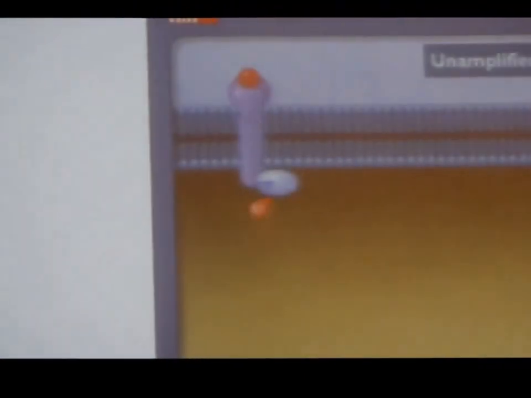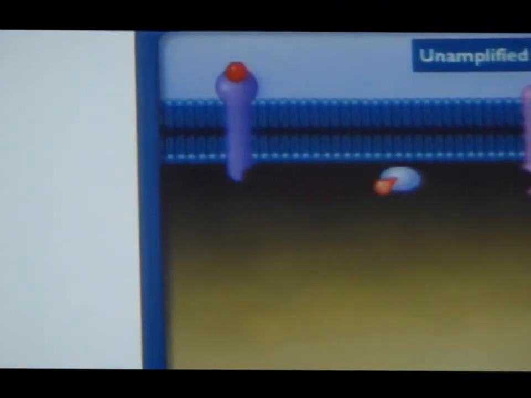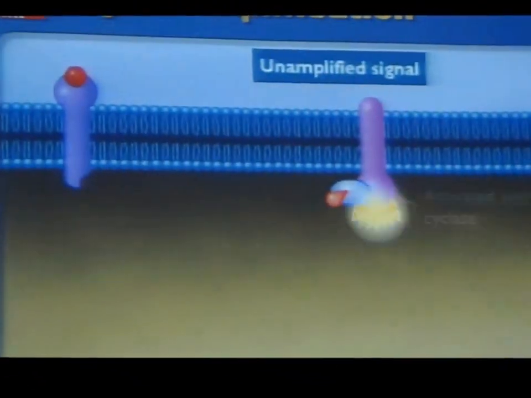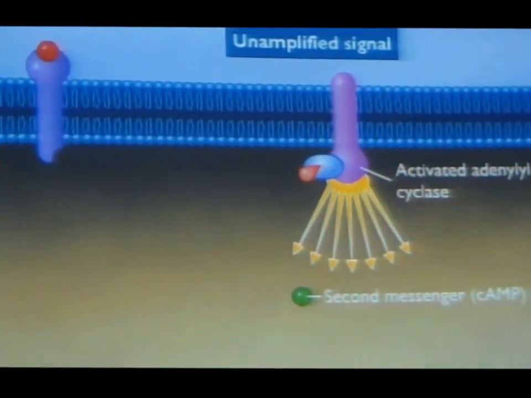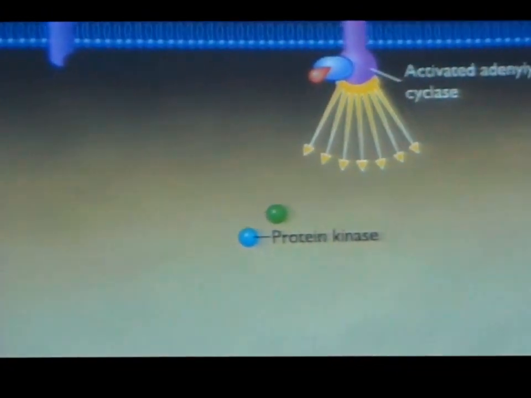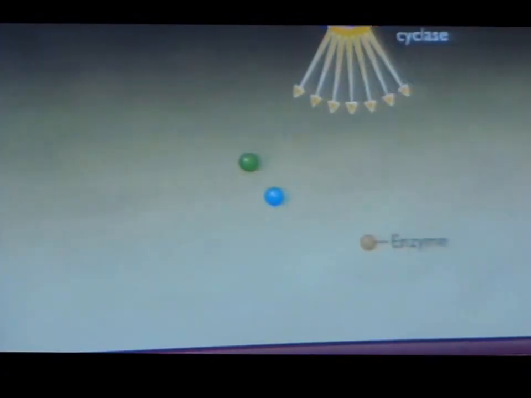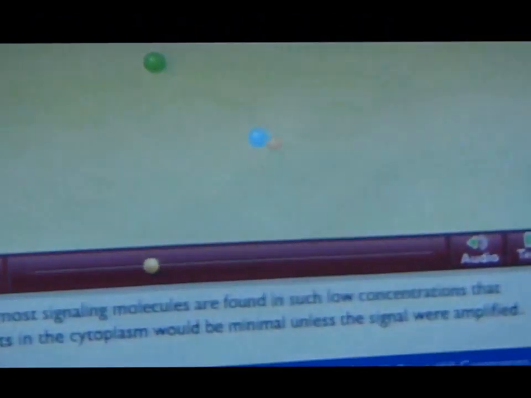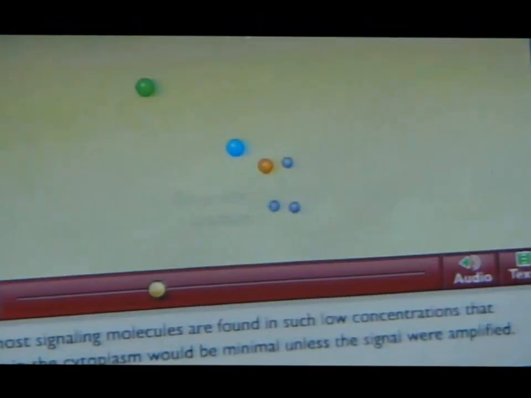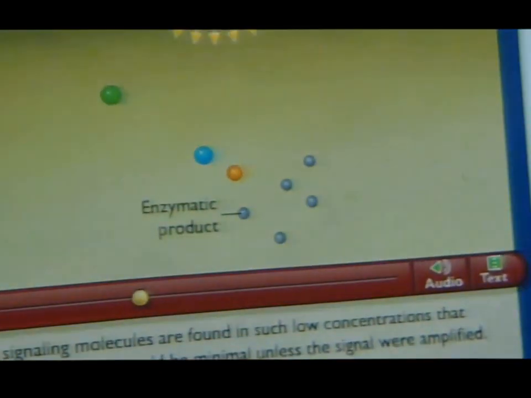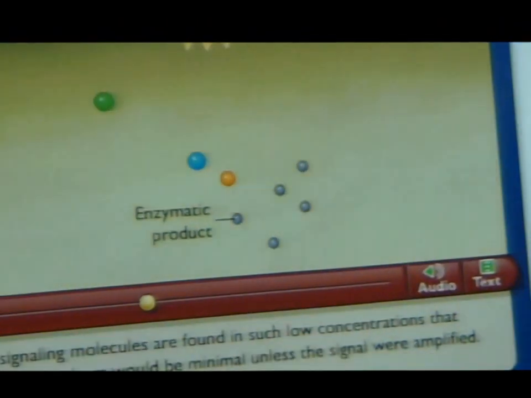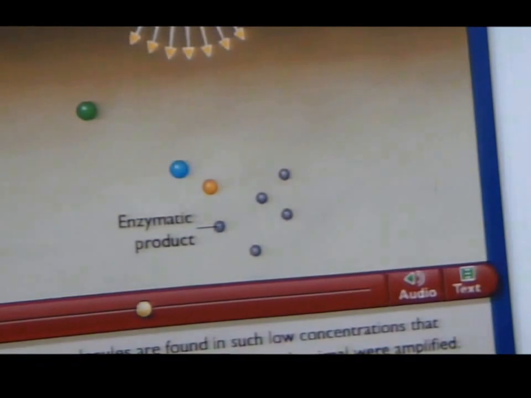Receptor proteins interact with signal molecules at the surface of the cell. In most cases, the signals are relayed to the cytoplasm or the nucleus by second messengers, which influence the activity of one or more enzymes or genes inside the cell. However, most signaling molecules are found in such low concentrations that their effects in the cytoplasm would be minimal unless the signal were amplified.